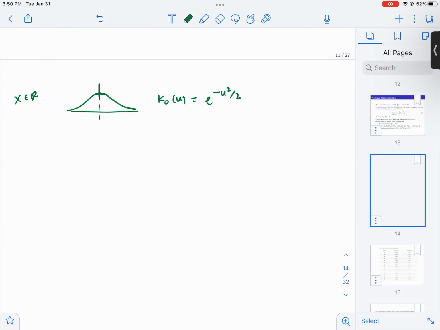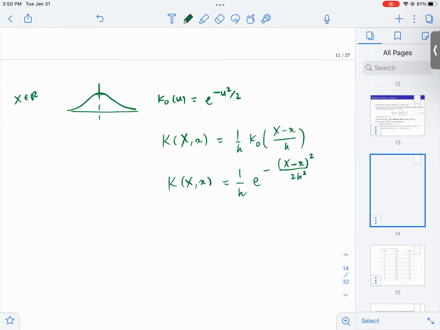So if this is like that, then k capital X little x is going to be 1 over h k naught of capital X minus x divided by h. It's going to be 1 over h e to the negative x minus little x squared divided by 2h squared.